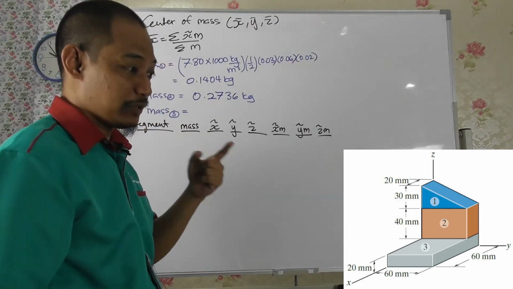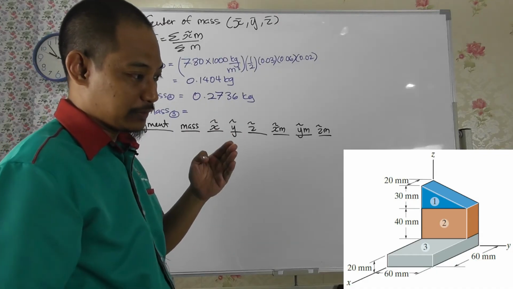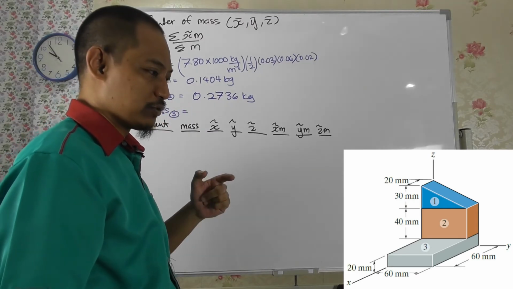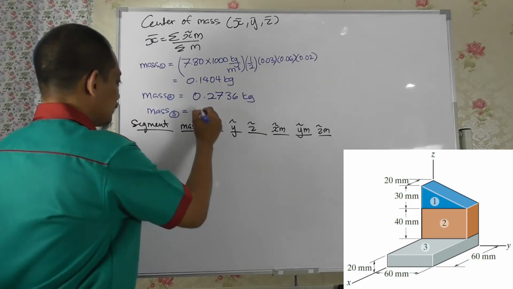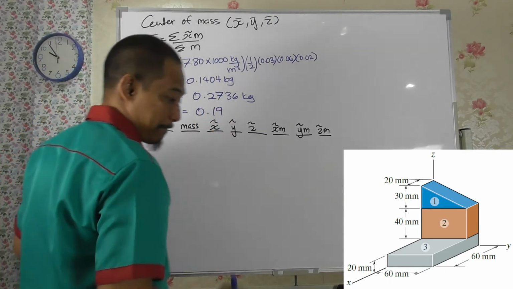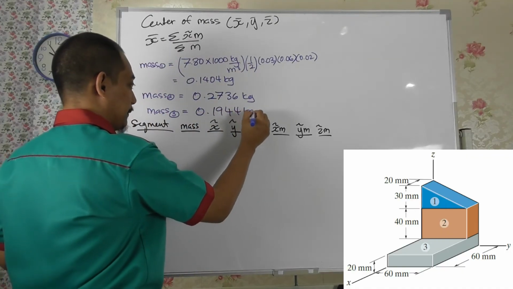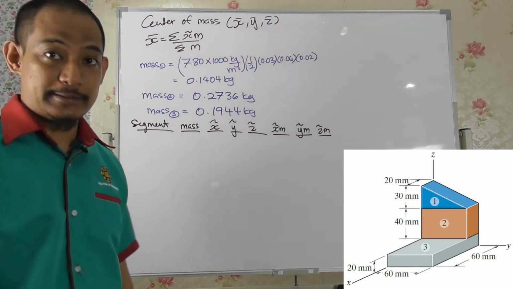And mass number three, so basically it's the base there. The density is 2.7. If you want to do in kilogram, multiply by 1000, and then multiply by 0.06, multiply by 0.06, multiply by 0.02, and then you will get 0.1944 kilogram, right? So that is the calculation of mass.